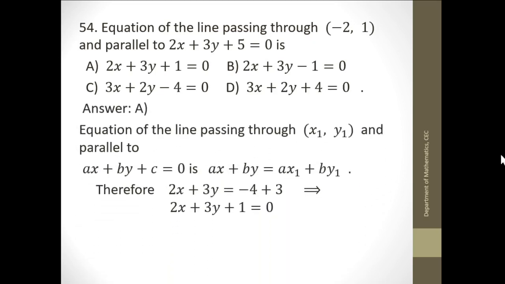Equation of the line passing through x1, y1 parallel to ax plus by plus c is ax plus by equal to ax1 plus by1. Substitute x1, y1 in this. Therefore, substitute minus 2, 1, minus 4 plus 3, that is minus 1. Bring this side plus 1.